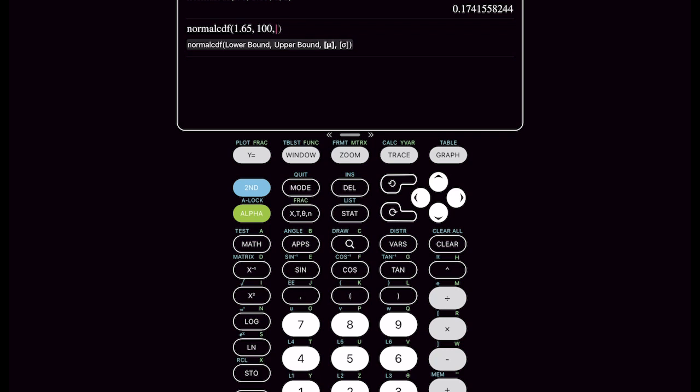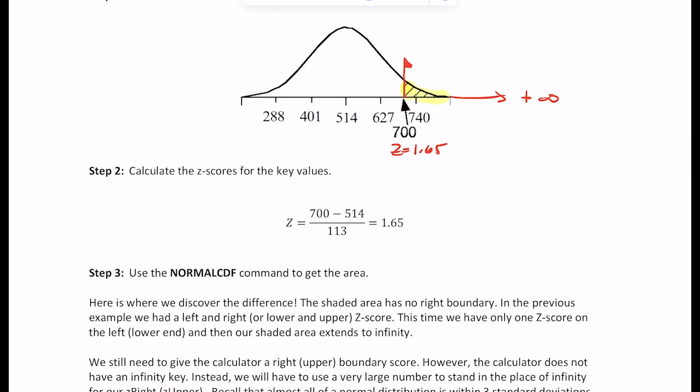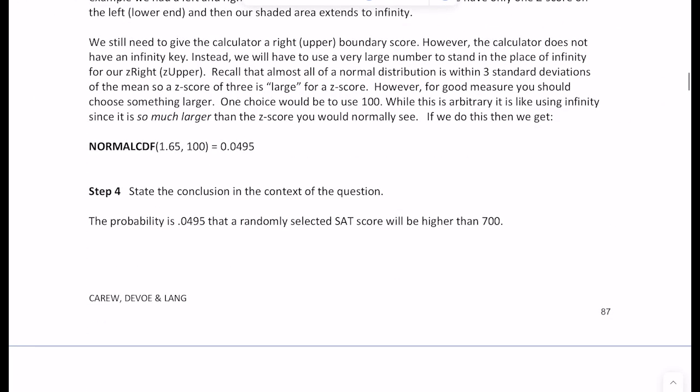Okay, and then remember, we're going to leave 0 for the mean and 1 for the standard deviation, and then just hit enter. So the value that we're getting is 0.0495. Which should be here already. Yep. So what does that actually mean?